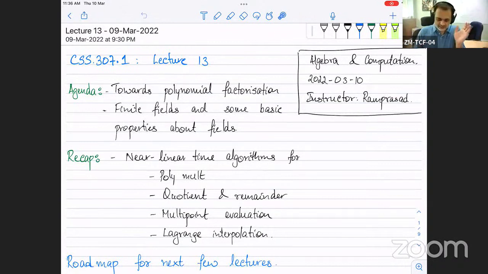We also generalized this notion of taking general quotients of rings with respect to ideals. Quotient and remainder is in some sense one very specific instance where the ideal is generated by one polynomial. So the remainder happens to become the representative of that quotient in some sense.